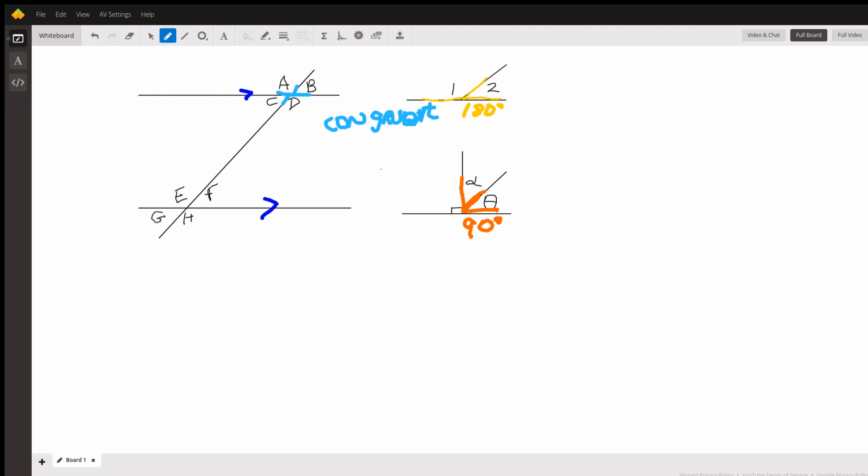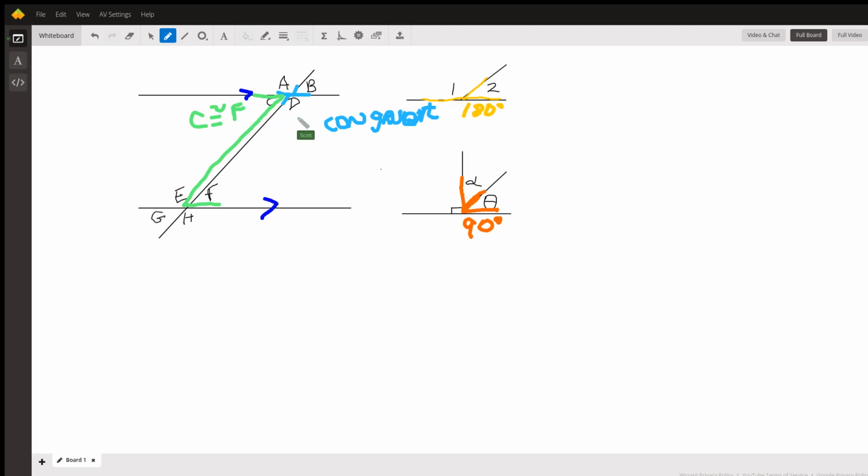Another angle relationship is what they call the alternate interior angles. So if you look for a big Z like this, angle C is congruent to angle F, because those are alternate interior angles. Okay?